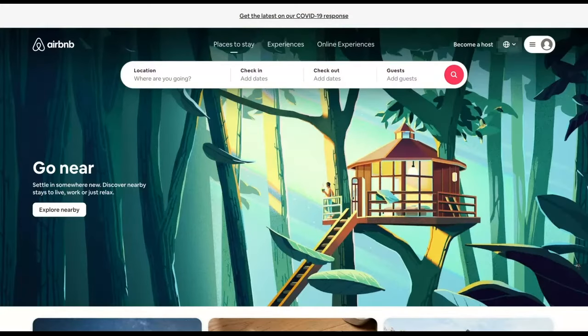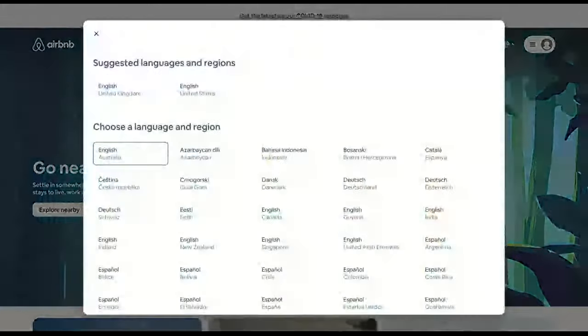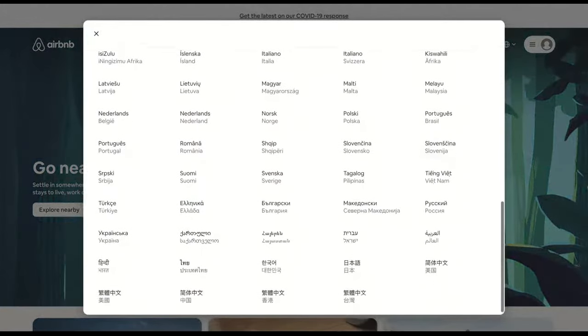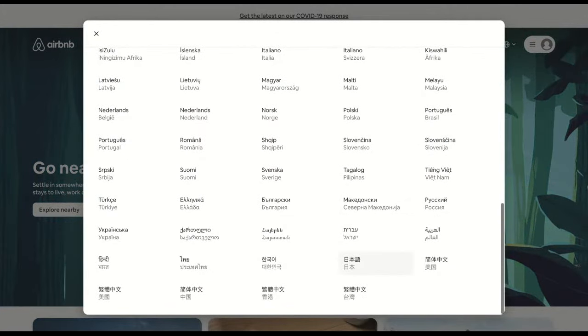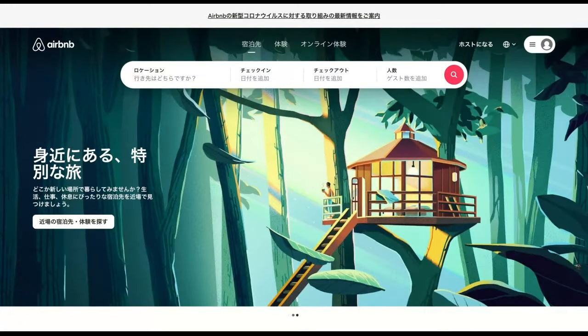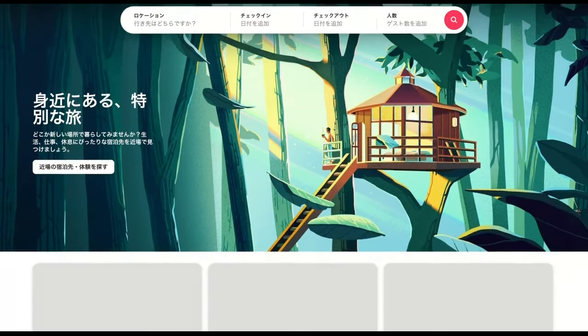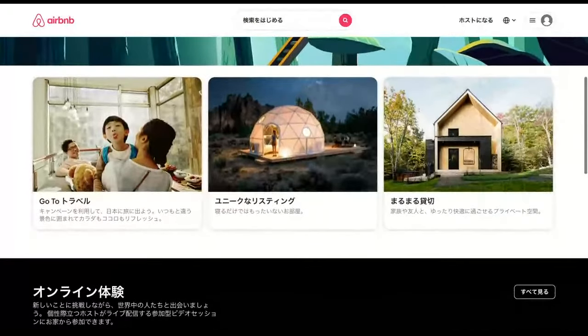Let's take a look at that in real life. When you look at the Airbnb homepage from a country like Australia and then switch from English to Japanese, the design and branding are consistent. The only thing that changes is the language, and this creates a seamless user experience.